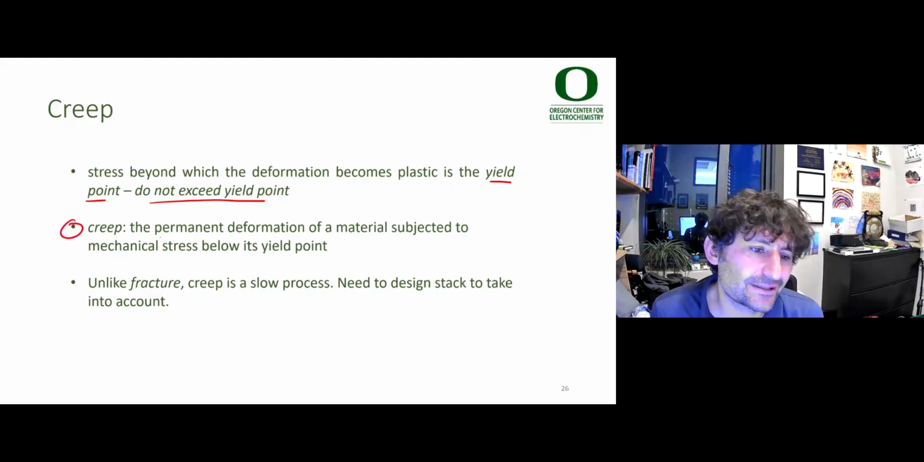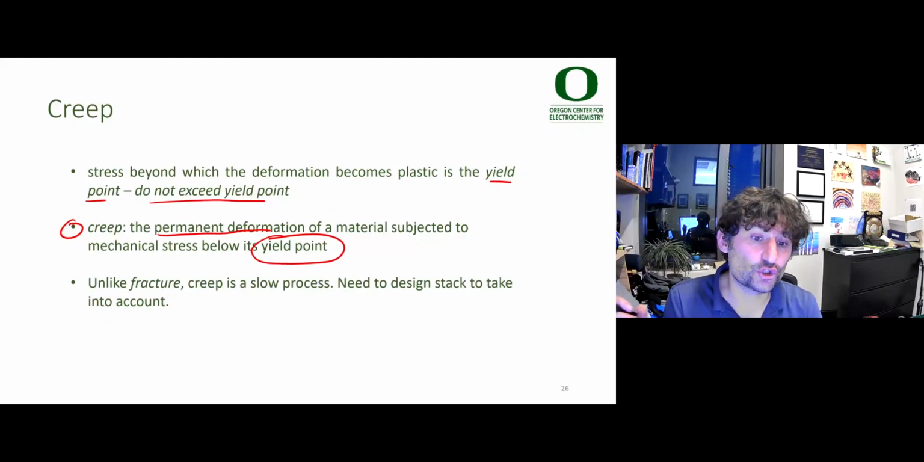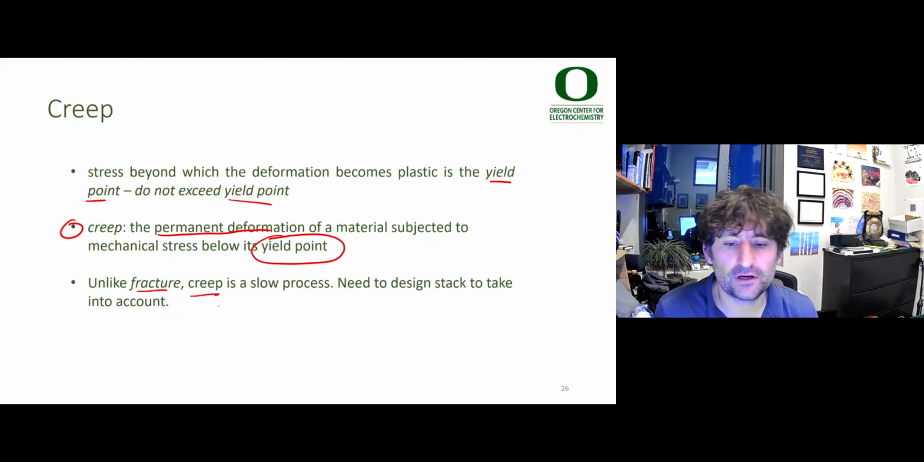Creep, on the other hand, is a permanent deformation of a material subjected to mechanical stress that's below the yield point. So this may seem kind of contradictory, but the yield point is typically tested over a short period of time, and creep might happen over years. So you might be applying a stress under which the material won't fail in a short time test, but it will slowly change its structure. Unlike fracturing, which is what might happen if you quickly exceeded the yield point, creep is very slow. And you need to design the stack to take creep into account.